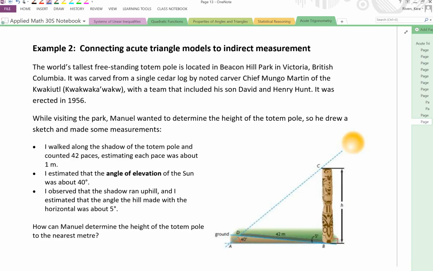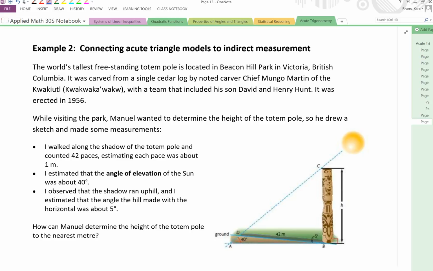The world's tallest freestanding totem pole is located in Beacon Hill Park in Victoria, BC. It was carved from a single cedar log by noted carver Chief Mungo Martin of the Kwakwaka'wakw, with a team that included his son David and Henry Hunt. It was erected in 1956.